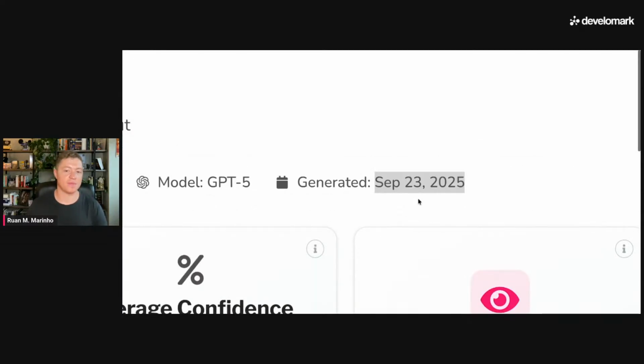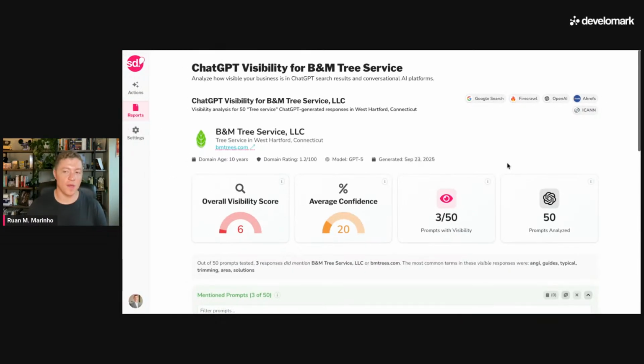Let's say we run this on September 23rd of 2026. We can clearly show them the difference that's been made by optimizing for the ChatGPT results. And so it's critical that you run this report before working with a customer so that you can have something that's benchmarked. So in the near future, you can go back and compare.